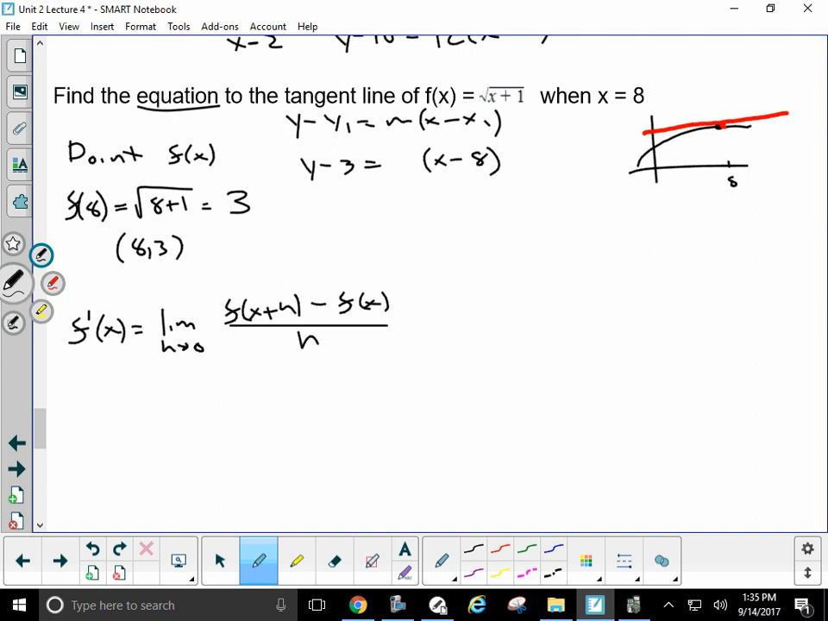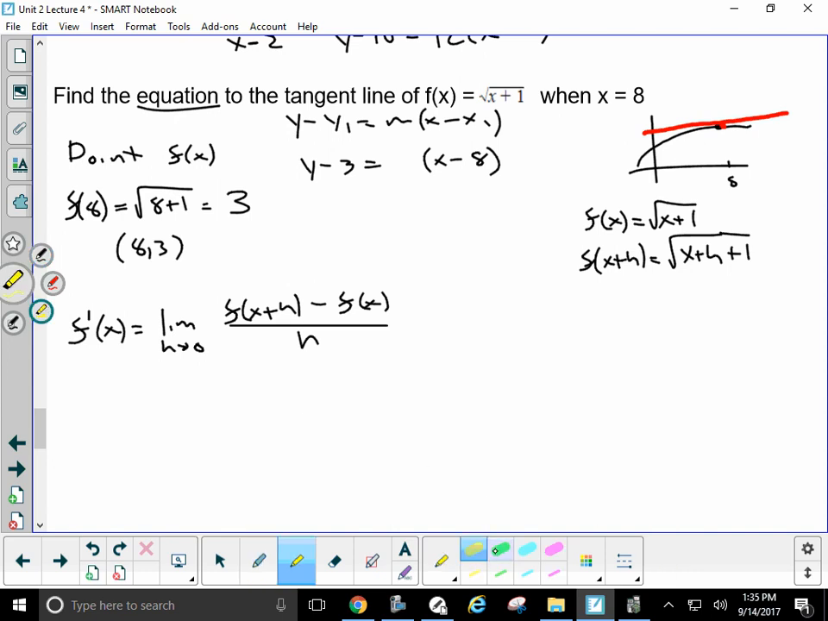Let's make sure we understand what f of x is and what f of x plus h is. F of x is root x plus 1. That means f of x plus h would be root x plus h plus 1. Let's go ahead and substitute that stuff in and see what we have.